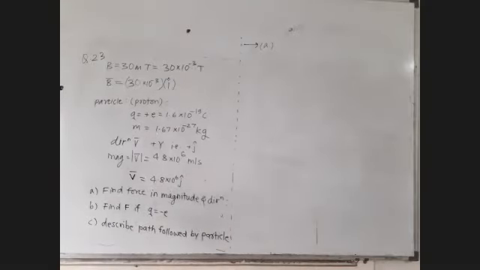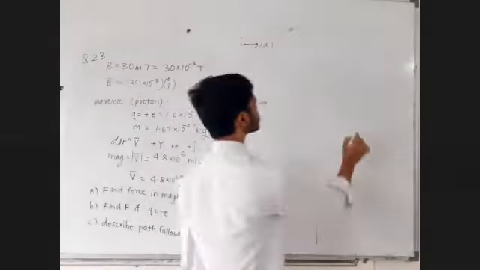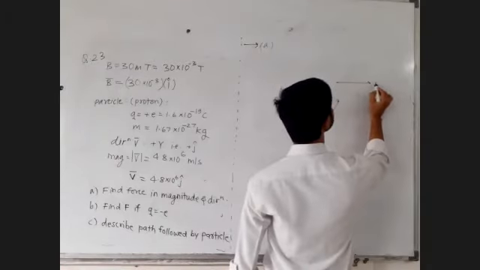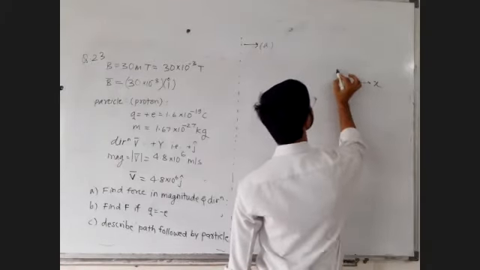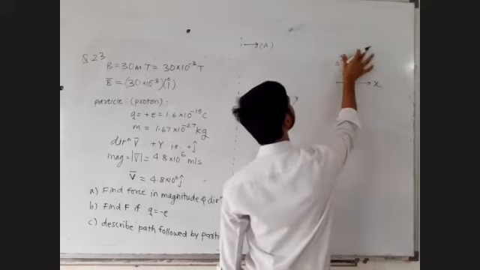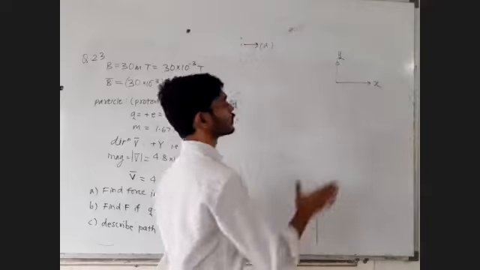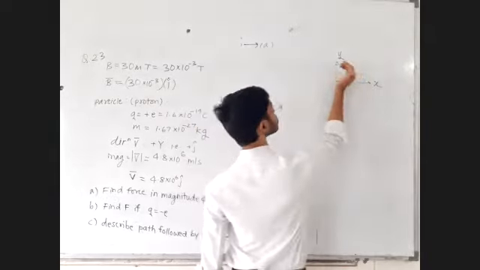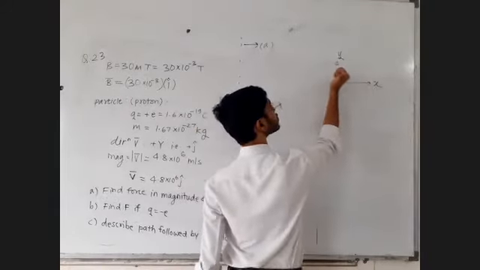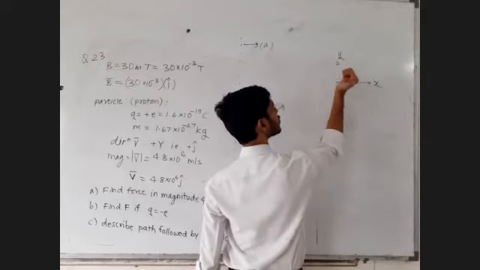Okay, let us draw XYZ coordinates. This is X, this is Y, and X cross Y is Z. So Z will come out of the board. Use your right hand to decide X cross Y. X cross Y, thumb is coming out.